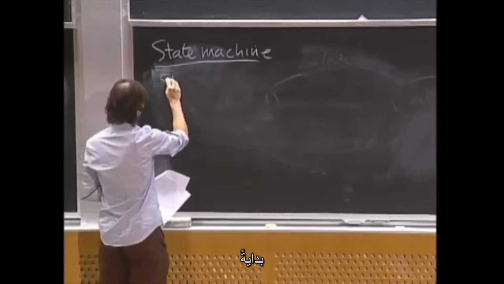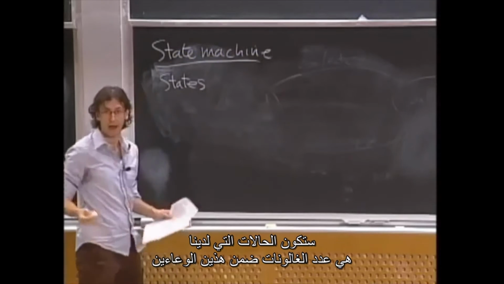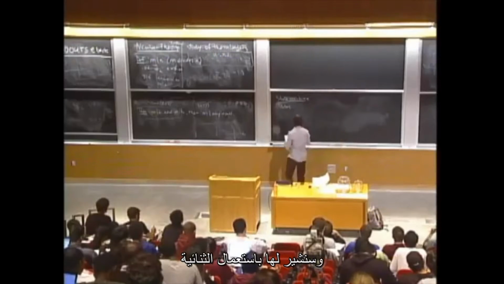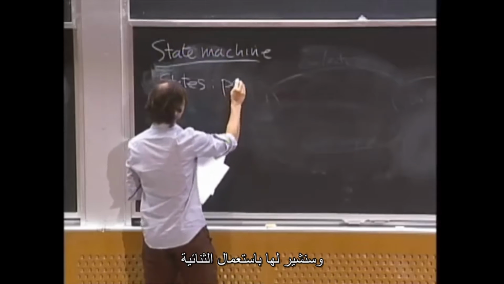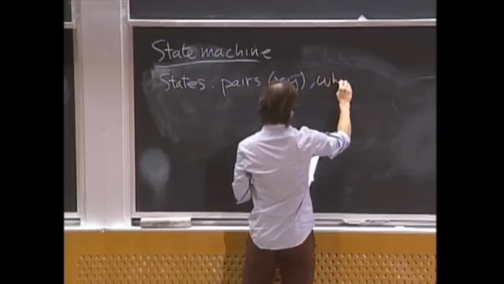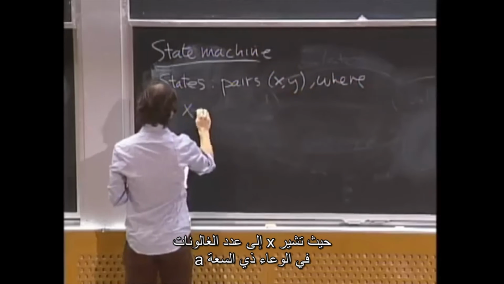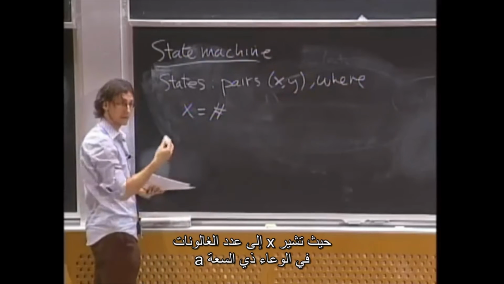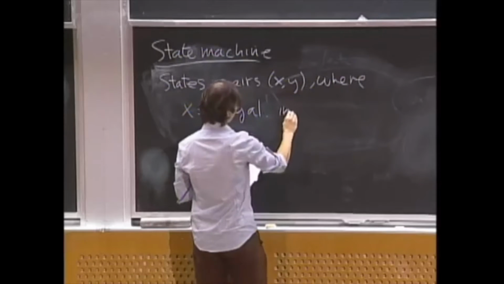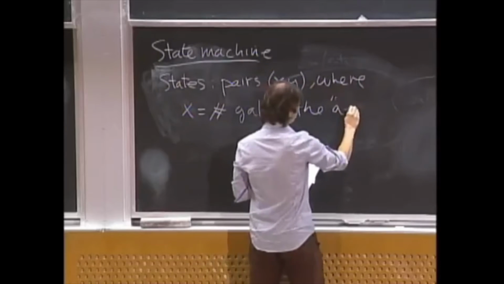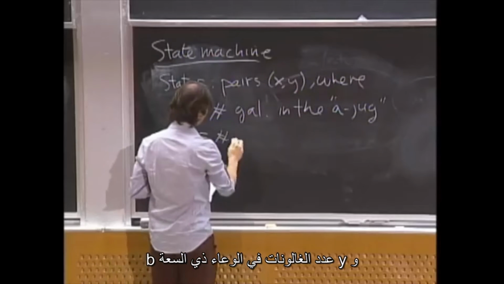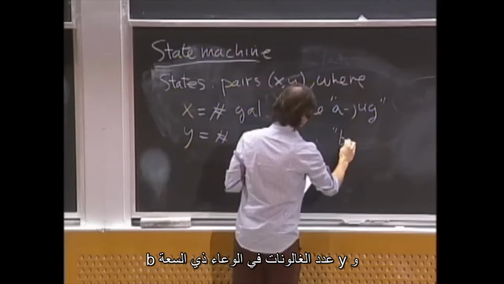First of all, the states that we have are the number of gallons that are in these two jugs. So we will denote those by pairs x, y. And x denotes the number of gallons in the A gallon jug, let me abbreviate that by the A jug. And y is the number of gallons in the B jug.